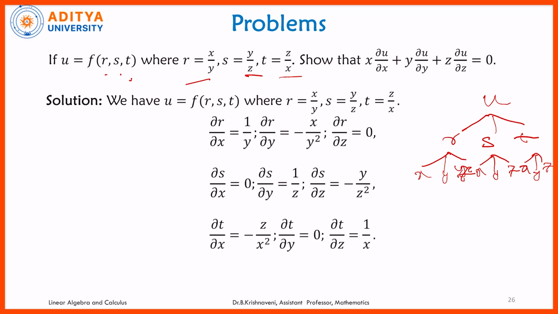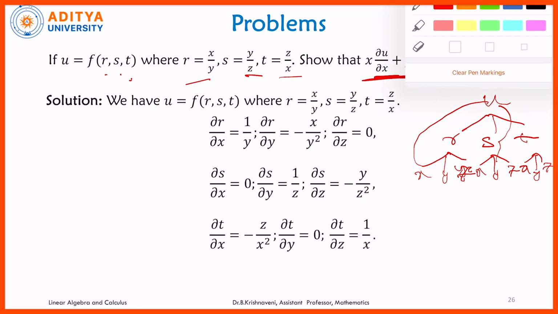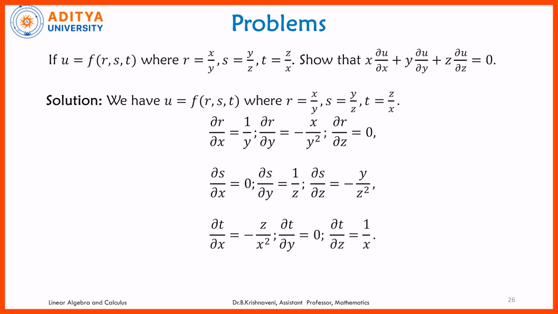And we need the value of dou u by dou x, dou u by dou y and dou u by dou z. So, in order to find this value, first of all we need the partial derivatives. So, first take our given function: what is r, what is s and what is t.